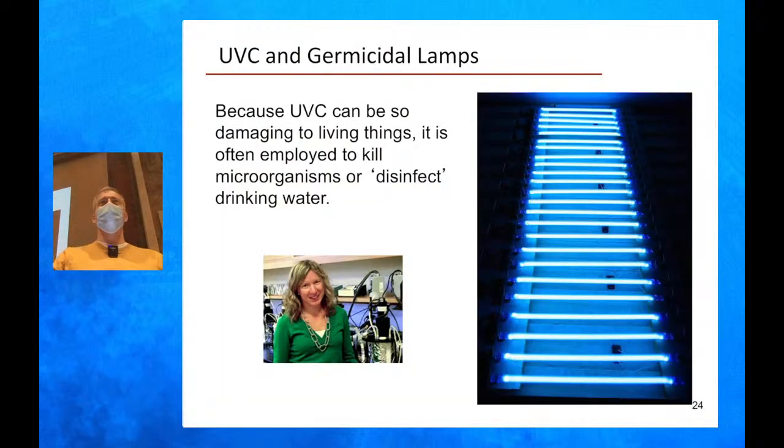So UVC is this really high energy light that the ozone layer blocks. We can buy lamps that produce UVC light, and they're sometimes called germicidal lamps. And these can be used to purify drinking water. What they'll do is they'll kill microorganisms that are in the water because this is very high energy light and it'll destroy cells, kill things.